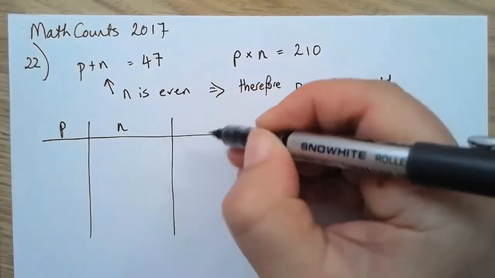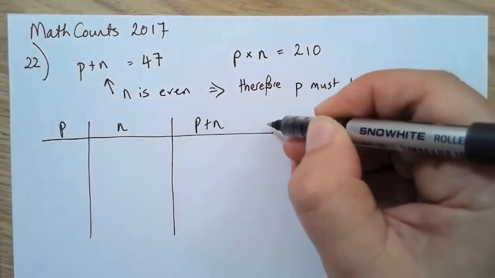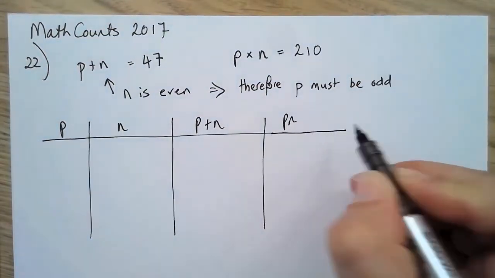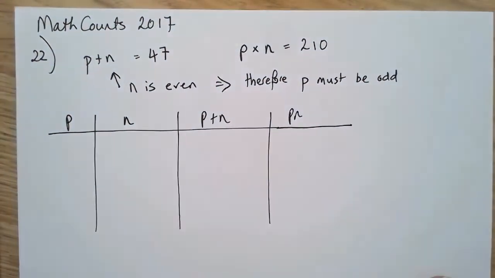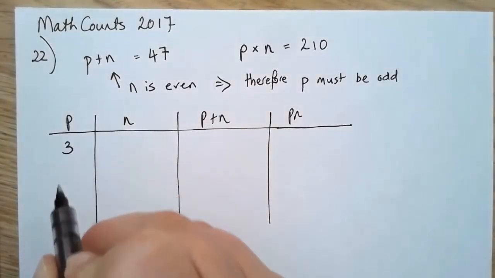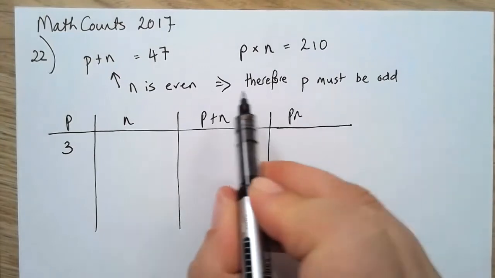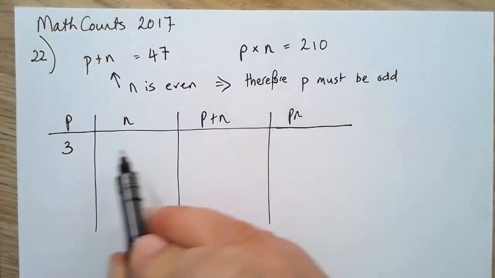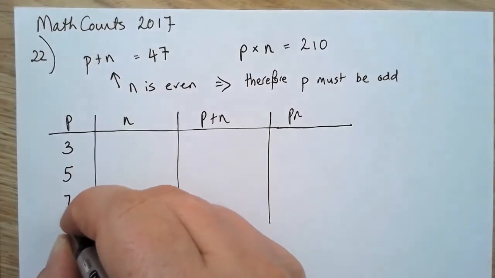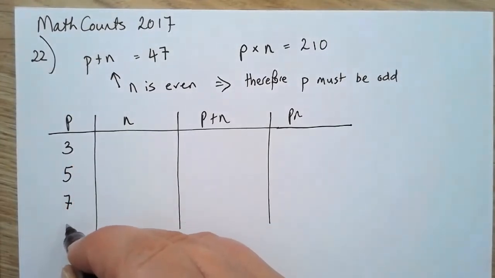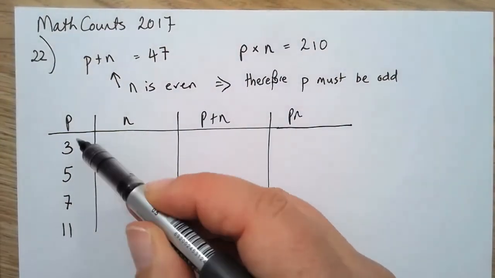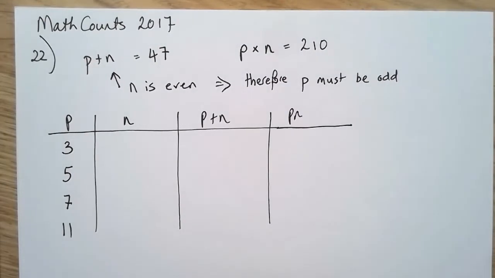P plus N, and we'll go P times N. The best way for me to do this is trial and error. So I'm just going to write down my first prime numbers. It's not a 2 because P must be odd, so therefore we've got 3. Next prime number is 5, 7, and the one lots of people think it's 9. It's not. The next one's 11.